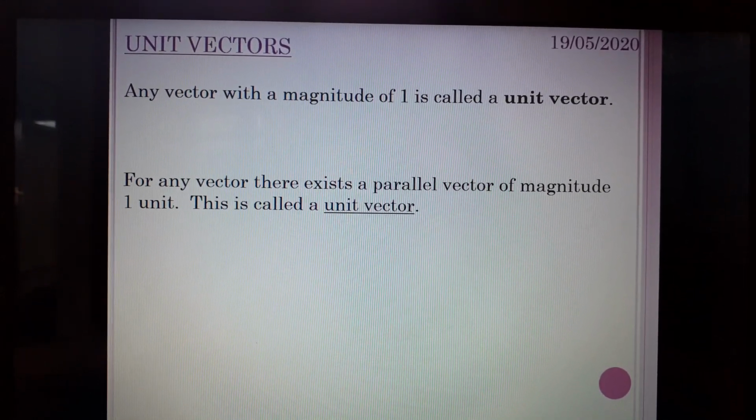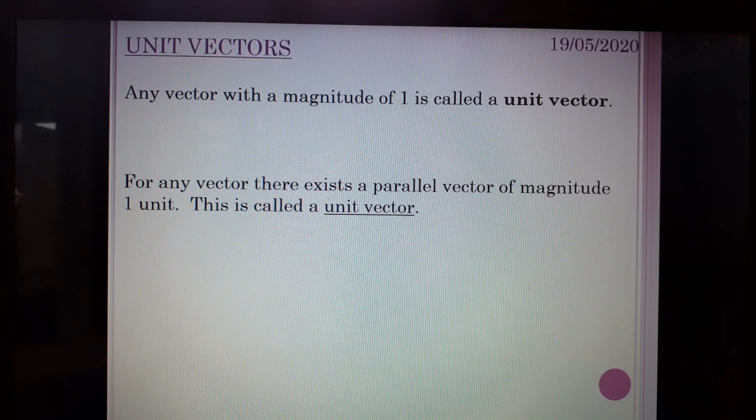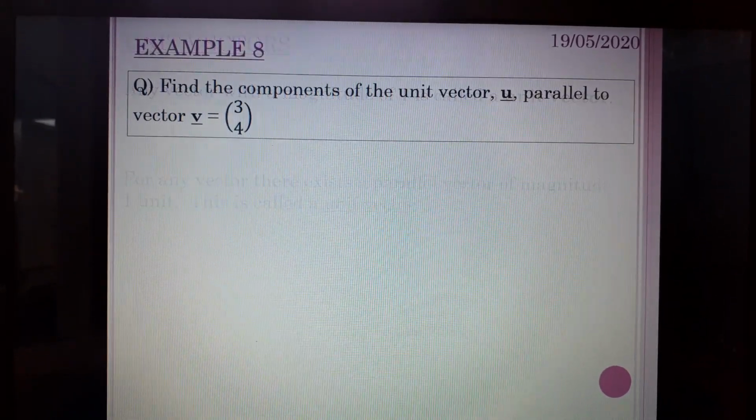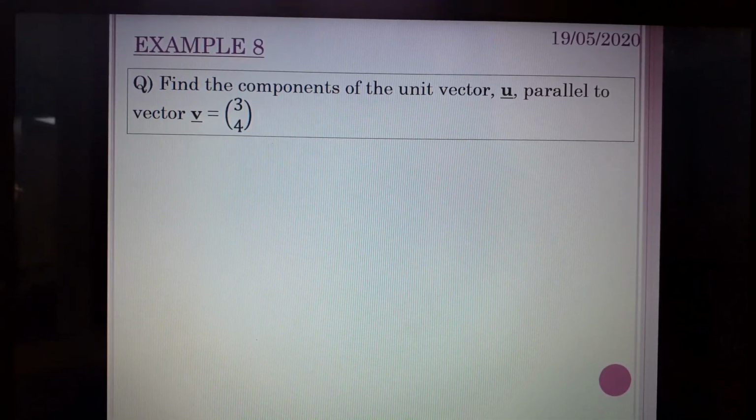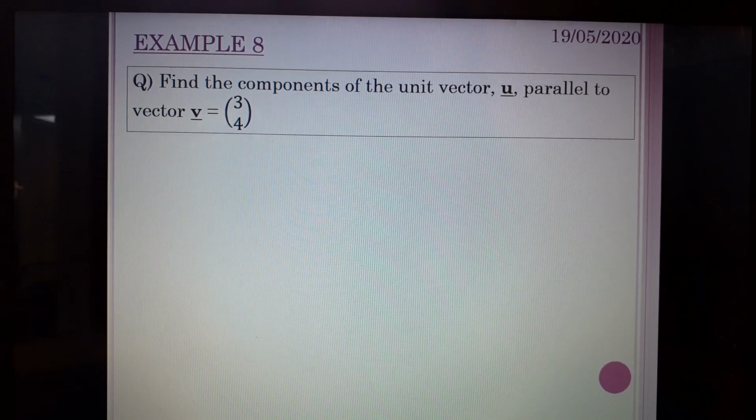For any vector, we can find a parallel vector of magnitude 1 and we would be calling this the unit vector. So here we have a question. Find the components of the unit vector u parallel to vector v.